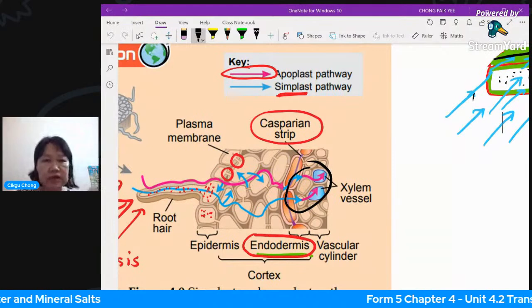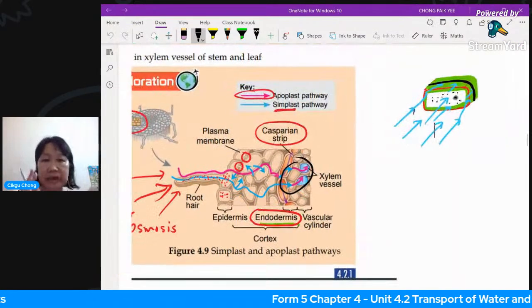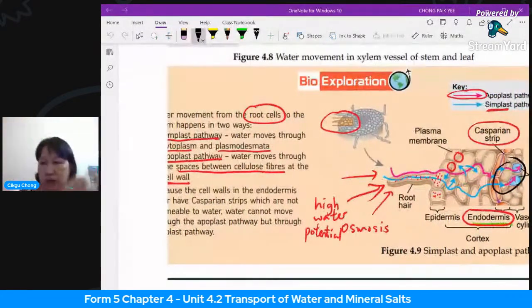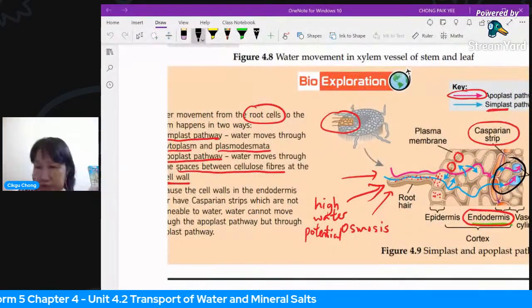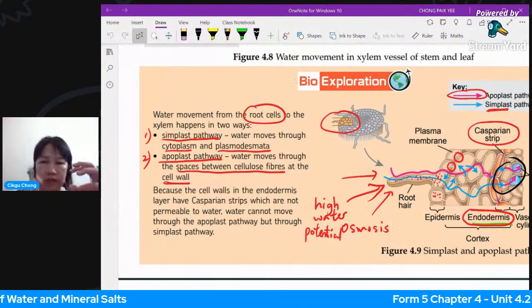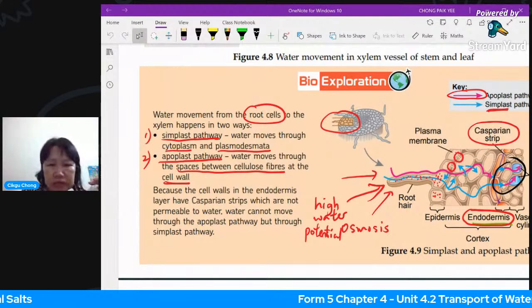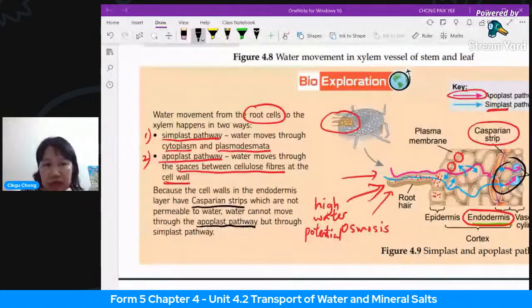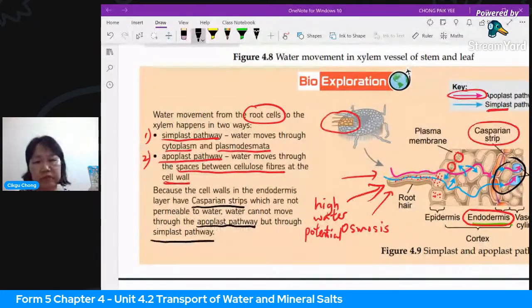All right, okay. So you remember these two pathways. One is apoplast, one is symplast. In the beginning, outside the endodermis layer, you will have two methods for the water to move in. So afterwards, when it passes through the endodermis, because of the Casparian strip, the water cannot move through the apoplast pathway already, but it will move through the symplast pathway.